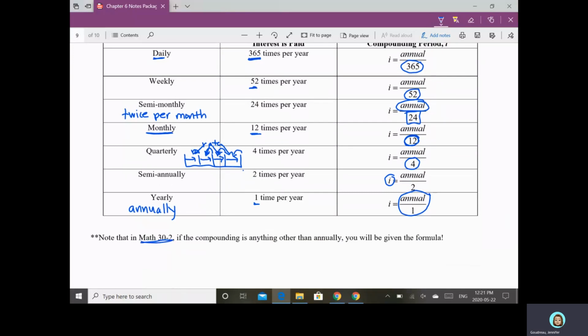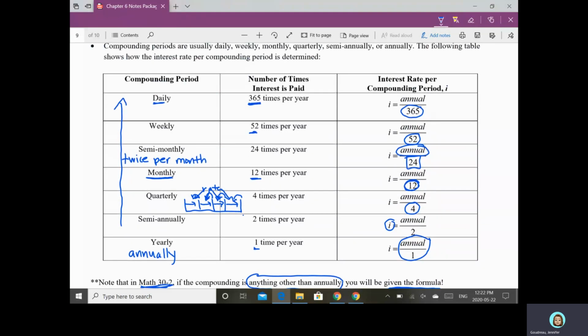Now, let's have a look at this note underneath the chart. For Math 30-2, if the interest rate is compounding anything other than annually, so if it is semi-annually or quarterly or anything and so on, you will be given the formula. You are not responsible for creating the exponential function for those interest rates that are compounding anything other than annually. If it is annually, you will have to use the formula to create the exponential function, but if it's not, you will not have to create it. That being said, you should be able to think about this chart and understand where the numbers are coming from.